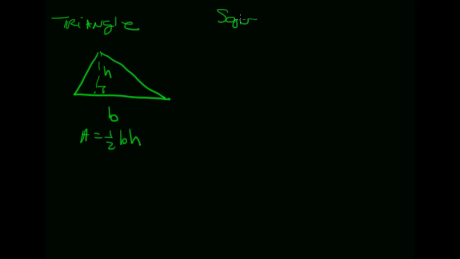If I have a square, okay, this has also come up earlier in the course. This is the length of the side. The area is the side times itself, or the side squared.